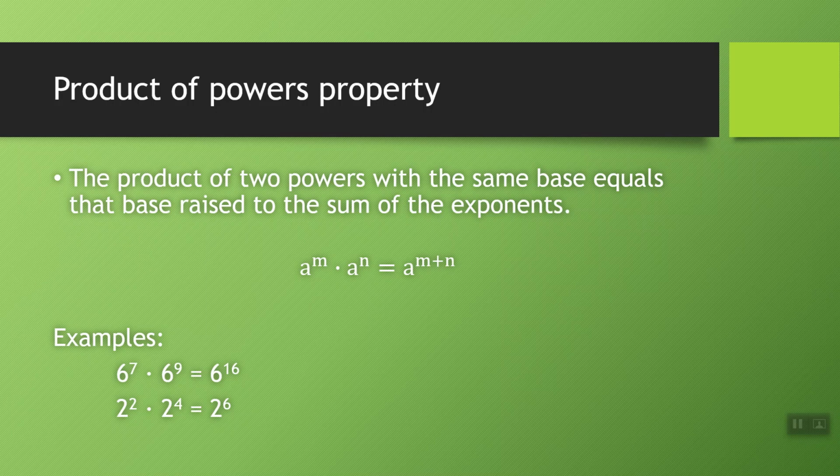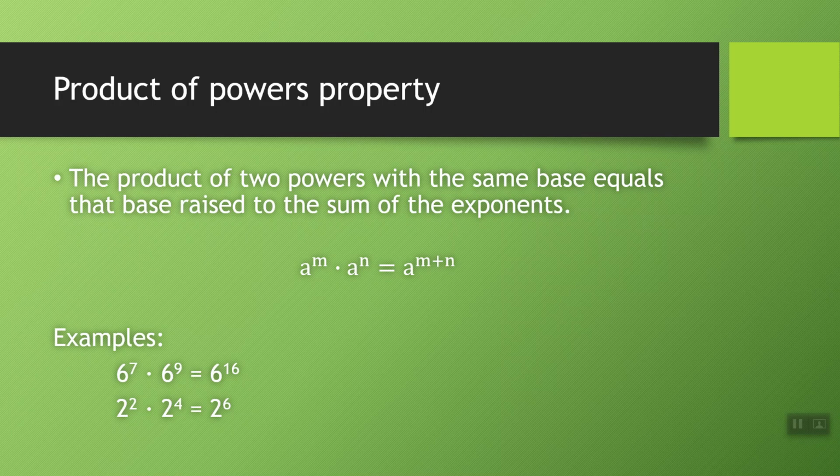This says that the product of two powers with the same base equals that base raised to the sum of the exponents. So here's what it looks like. If you have a to the power of m and a to the power of n, and you are multiplying them together, so a to the m times a to the n, it equals a to the m plus n.